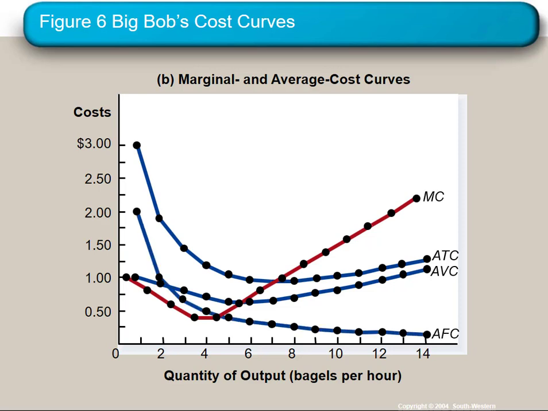And another important detail is that the average fixed cost is always going to be declining. If you remember the formula, the average fixed cost is the fixed cost divided by the level of output. Since the fixed cost is a fixed number, that ratio is going to fall as quantity goes up because the denominator is increasing while the numerator is staying constant.